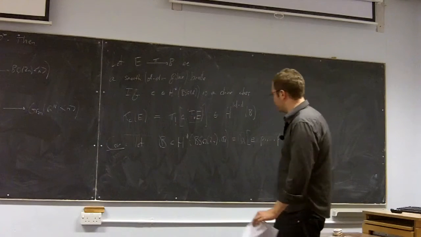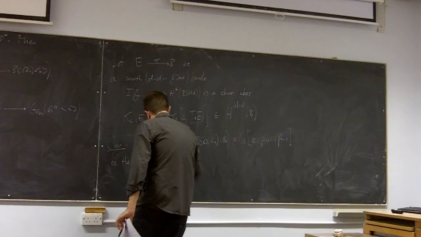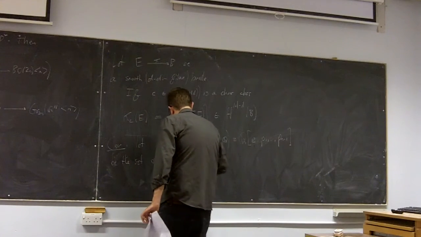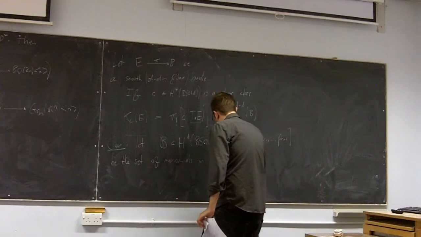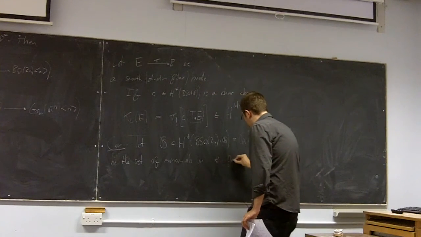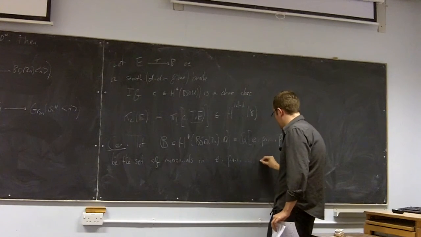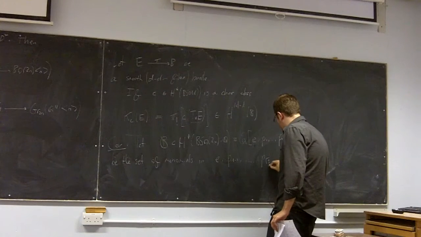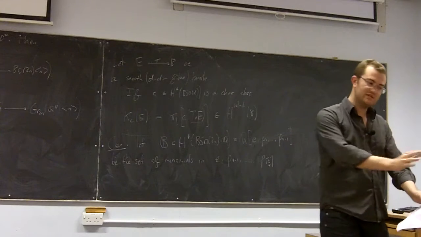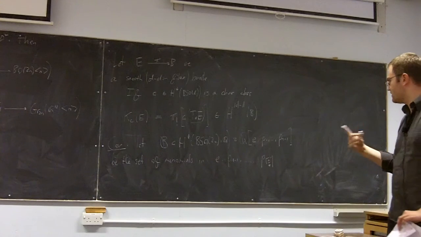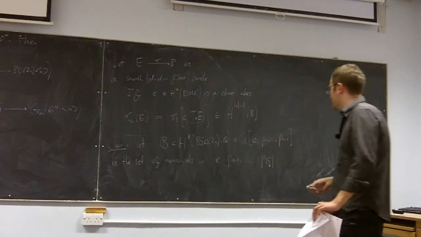So let B inside there be the set of monomials in the Euler class, and then the Pontryagin classes reading downwards from the top one to P ceiling of n over 4. Okay, so we don't use the bottom Pontryagin classes. We use the Euler class and we use the top Pontryagin classes up to the ceiling of n over 4th one.